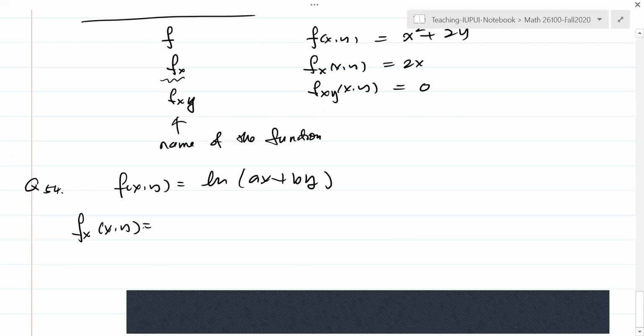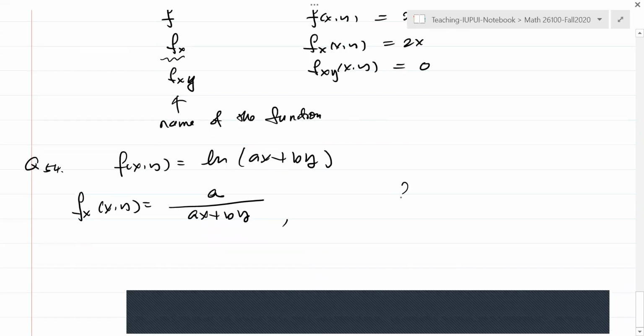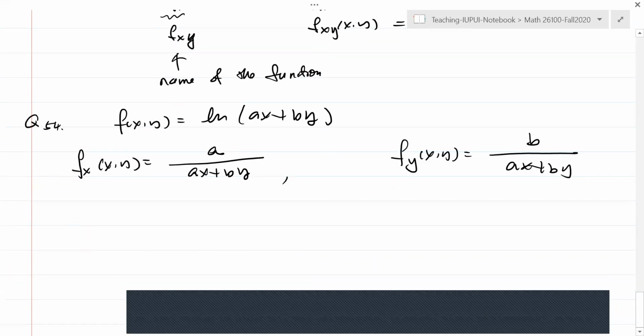Using the chain rule, you get 1 over ax plus by, then the partial derivative of the inside function with respect to x, which is a. Similarly, for y, this time it is b. Now let's continue. It's now a little bit difficult, right? It's a fraction. That's okay.